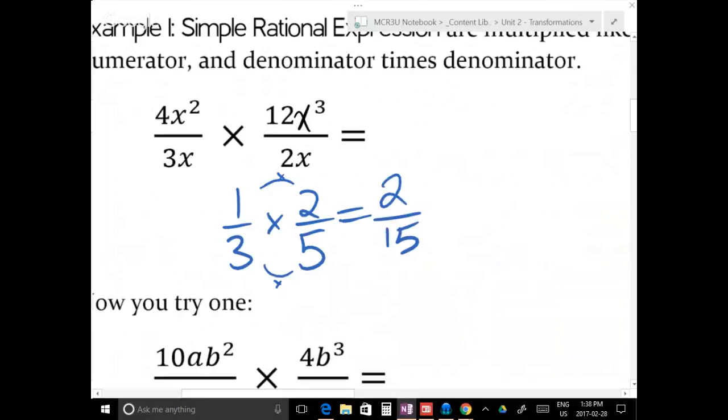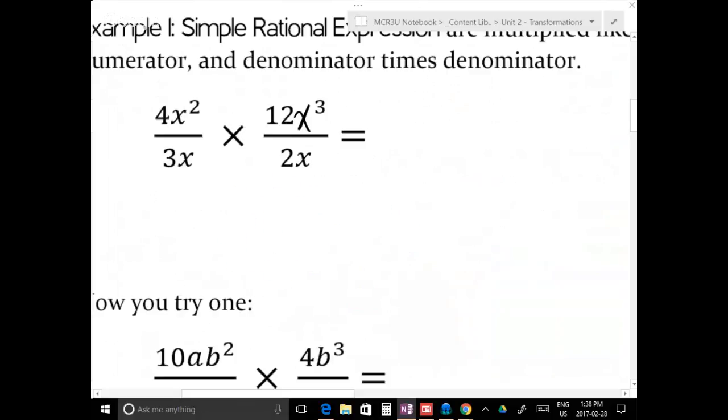Does that make sense? We're working with simple numbers. Now here, we're working with variables. We're working with x's and numbers and things like that. But all the same, we're going to use the same approach. We multiply the numerator times the numerator, and we multiply the denominator times the denominator. Does that make sense?